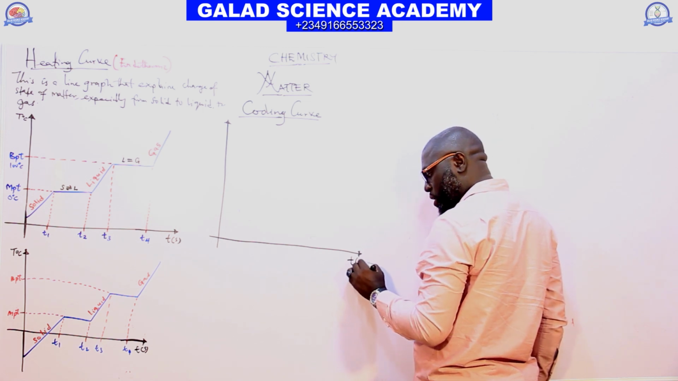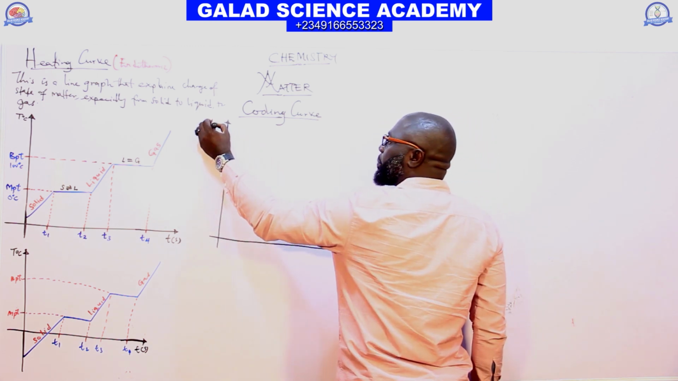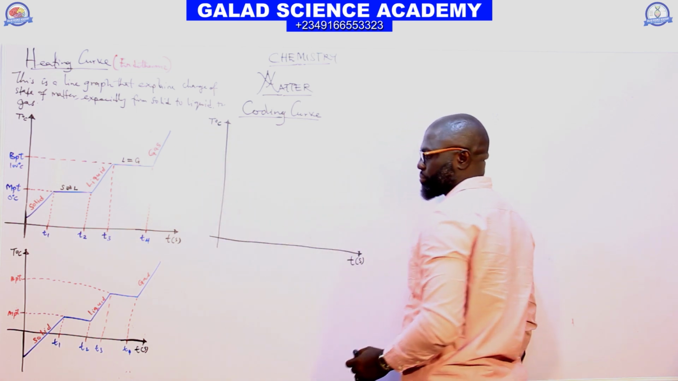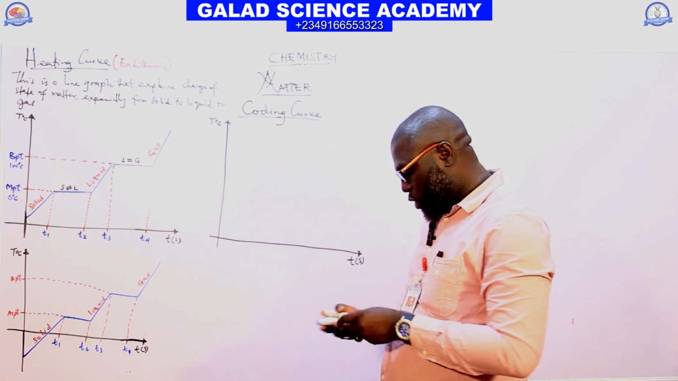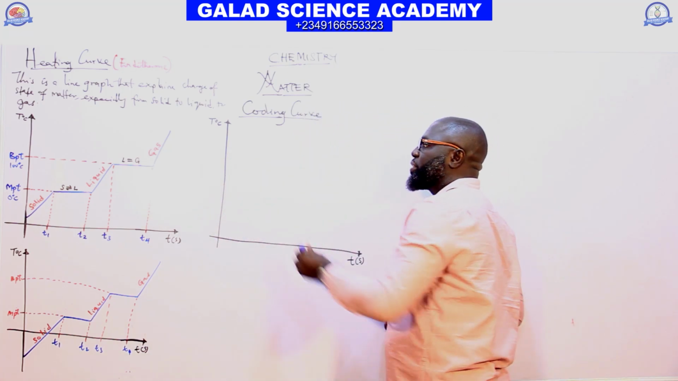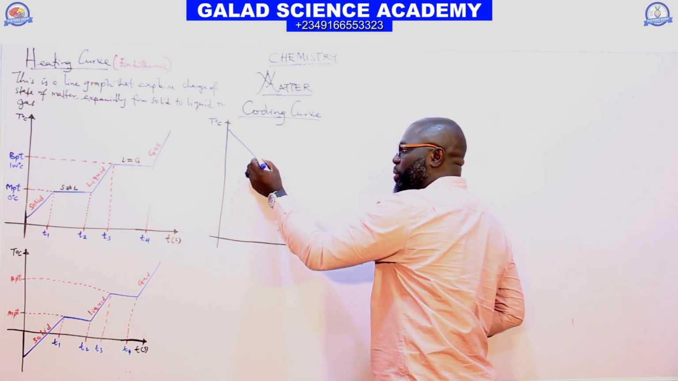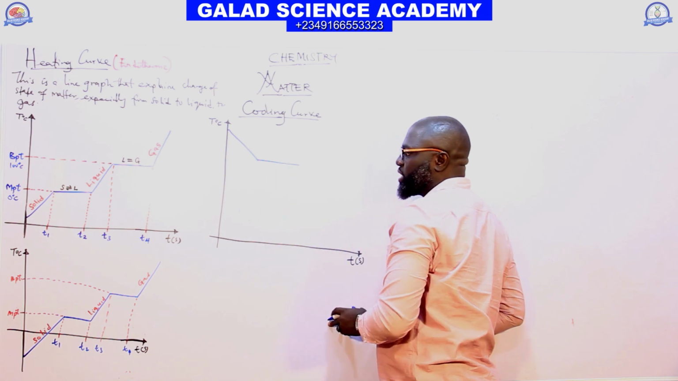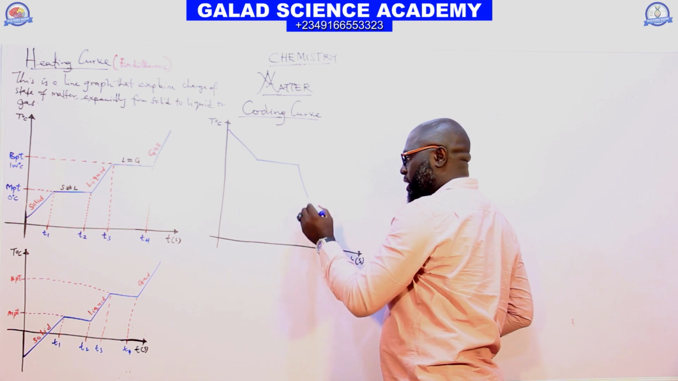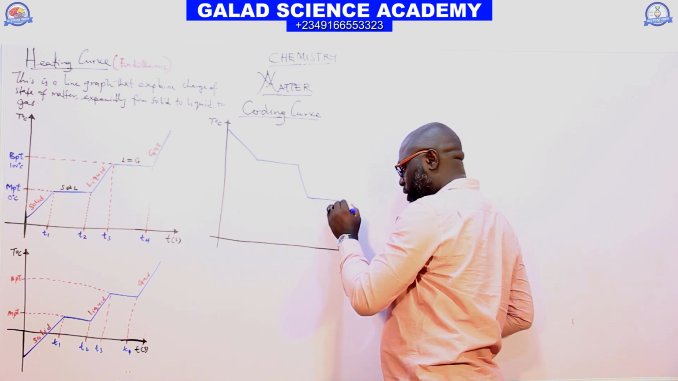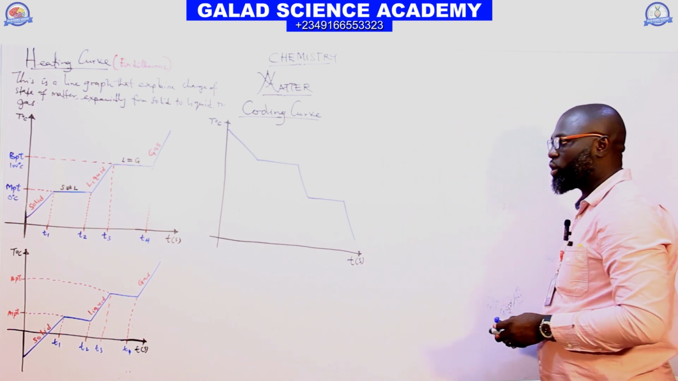This is temperature, and this is time in seconds, temperature in degrees C. Our heating curve starts from here, then the cooling curve will start from up here. Get to a point here, it will come like this, until we have it like this. This is the cooling curve.